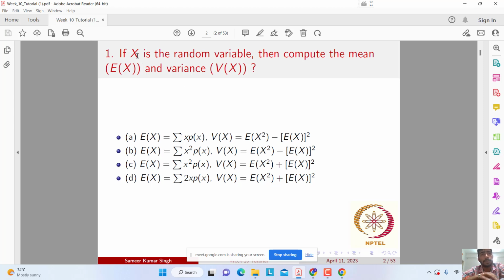So again I'm repeating the question: we have a random variable x. We have to find the mean, which is represented by E(x), and next we have to calculate the variance, which is represented by V(x). So how can we calculate it? Do you have any idea which option is true?